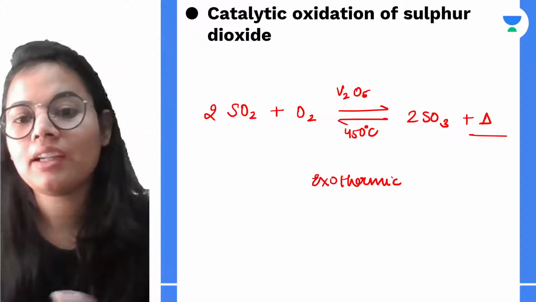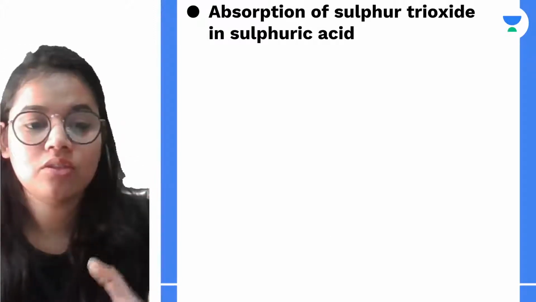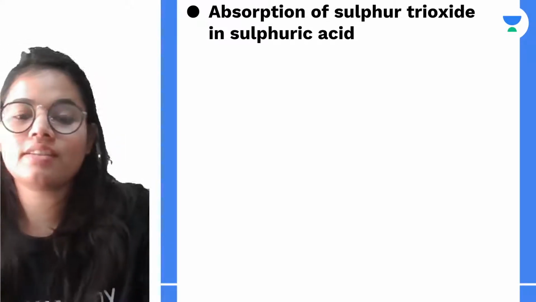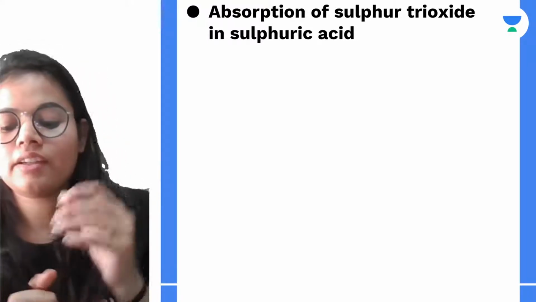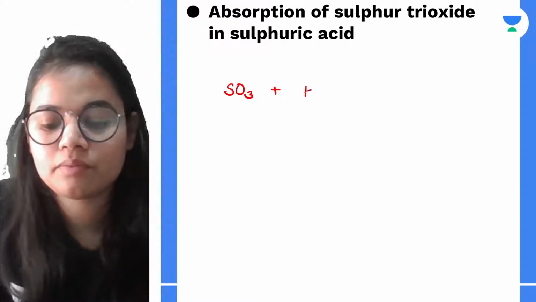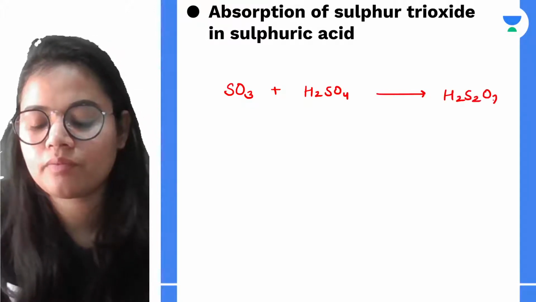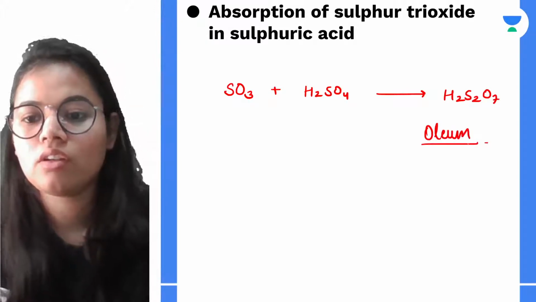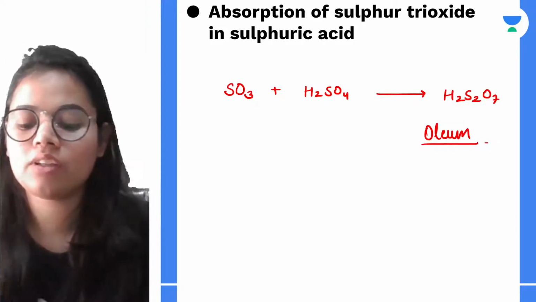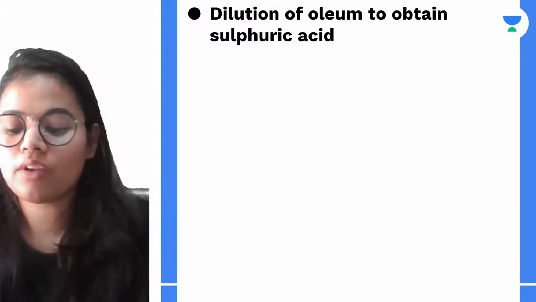After catalytic oxidation, the sulfur trioxide that we have got is absorbed in sulphuric acid. The gas is cooled first of all, and then it is absorbed in the absorption tower. So what is happening is, and we get what? Oleum. This is known as oleum. And at the last, this oleum is diluted in the sulphuric acid. So, dilution of oleum to obtain sulphuric acid.